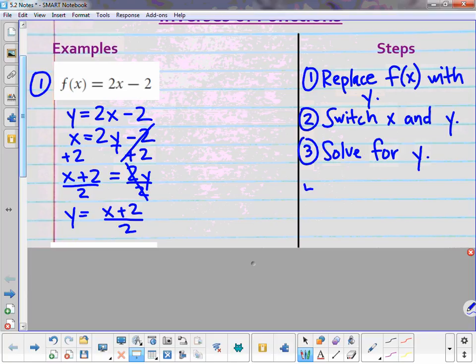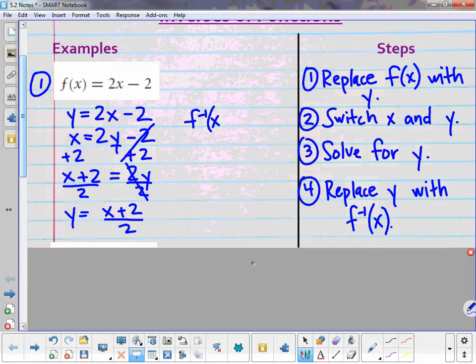The last step is to then replace y with the correct notation, which is f inverse of x. It's actually f to the negative 1 of x. So that is the correct notation for inverse. I have to write it over here. So f inverse of x equals x plus 2 over 2.